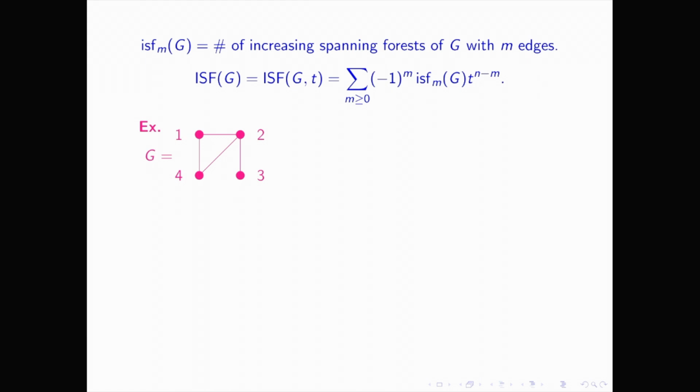Oh, Lizzie, that's a great question. So Lizzie asked, does this depend upon the labeling of the vertices? And the answer is yes. So even though my notation does not reflect it, ISF of G should really be ISF of G, the labeled graph, because if I take the same graph and label it two ways, I can get different polynomials. Excellent question. Any other questions about these concepts before we compute the example?